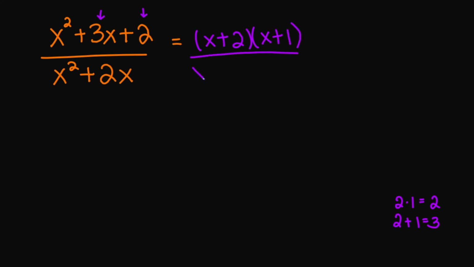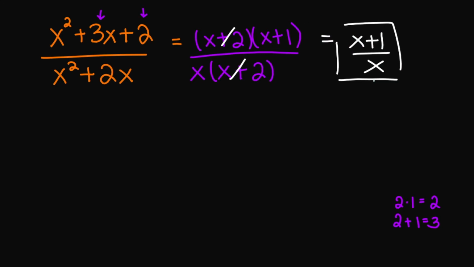In my denominator, let's see, we can factor out an x. If I factor an x, I'll be left with x plus 2. So based on the cancellation property, I can cancel my x plus 2, and I'll be left with x plus 1 over x. And this is your final answer.